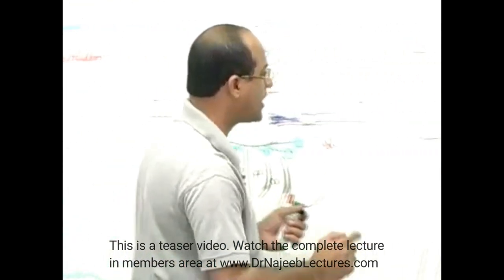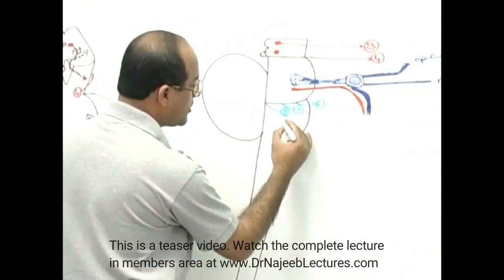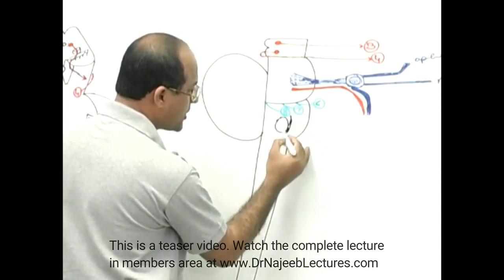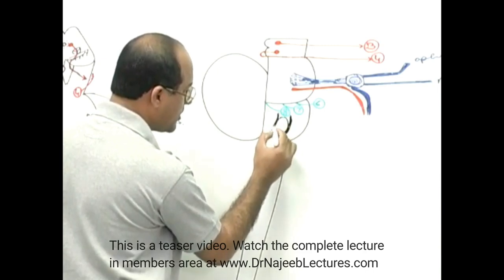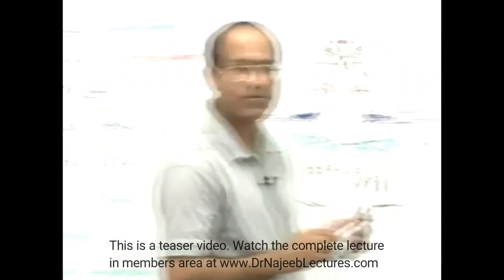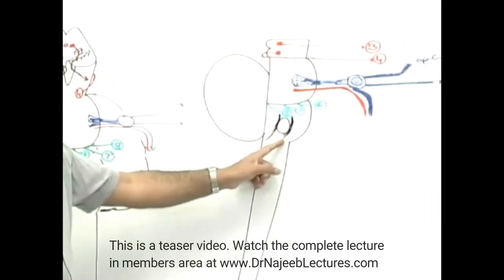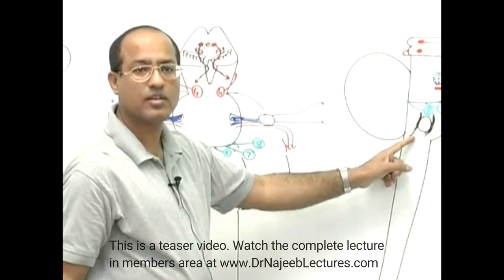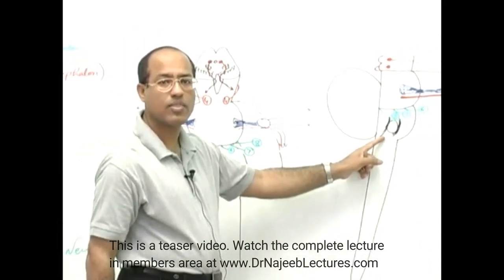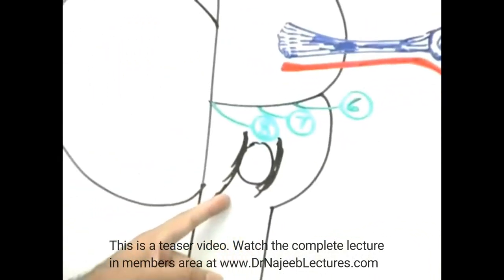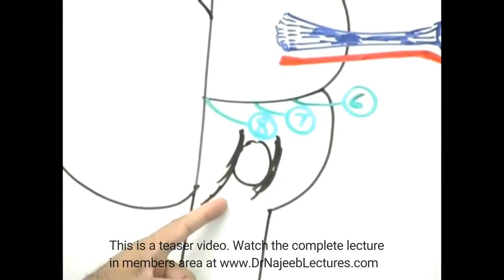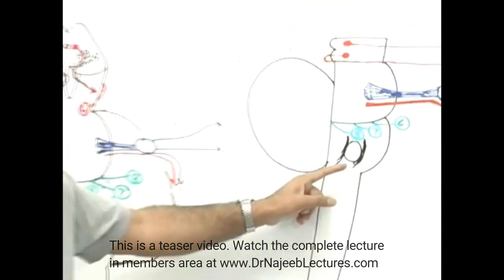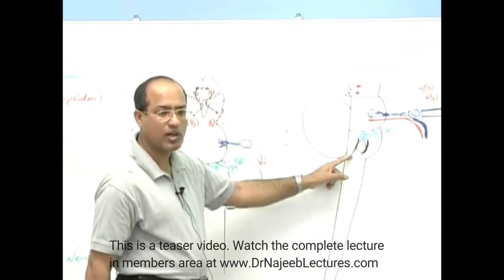Right? The same way we can draw here. If this is the olive present over here, then this must be the pre-olivary sulcus, and here should be the post-olivary sulcus. Now, the pre-olivary sulcus is anteromedial to the olive, and the post-olivary sulcus is posterolateral to the olive.